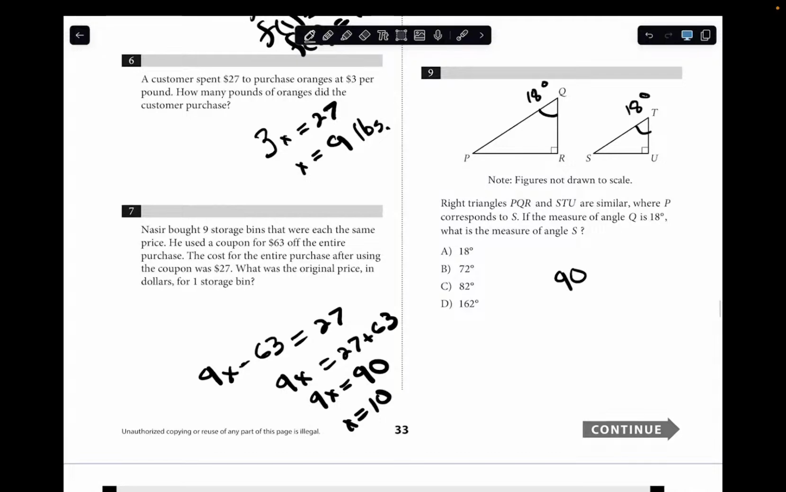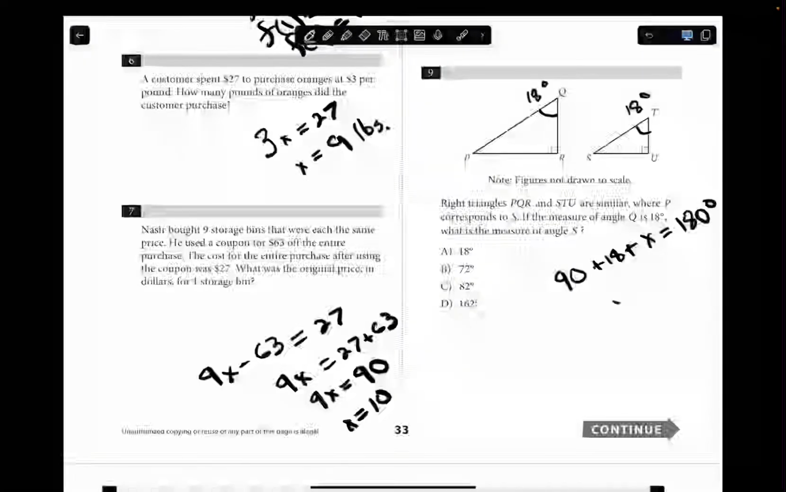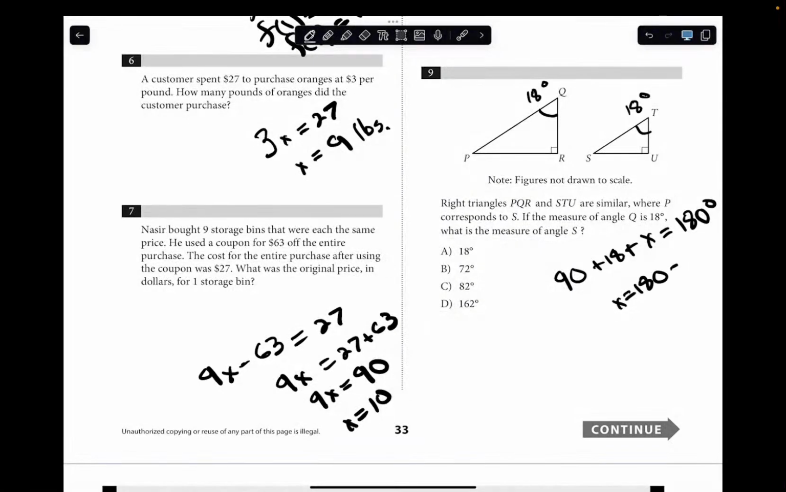So 90 plus 18 plus x equals 180. This is 108, so x equals 180 minus 108, x equals 72 degrees.